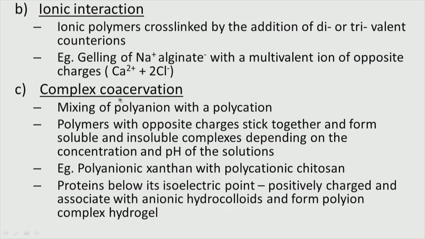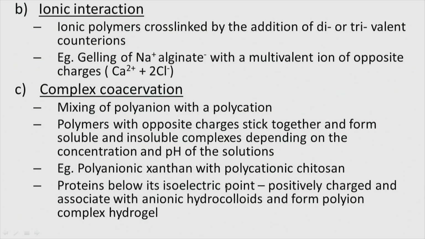Another one is complex coacervation. Coacervation means we have both the anion and cation, or 2 groups of molecules of different charges coming together. So, mixing of polyanion and polycation. Polymers with opposite charges stick together and form soluble and insoluble complexes depending upon the concentration and the pH, like polyanionic xanthan with polycationic chitosan. So, they have this complex coacervation because of the positive and the negative charge.